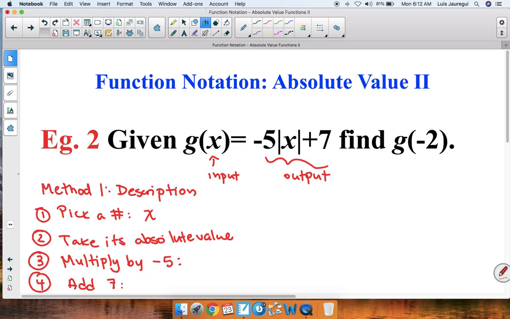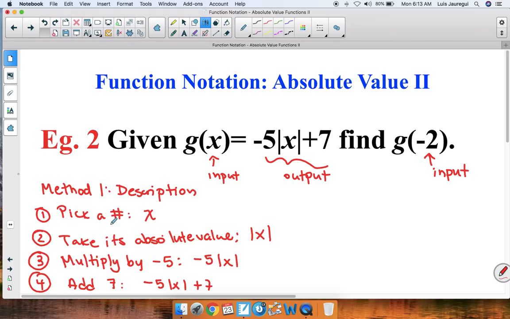Now let's double check that this sequence of steps actually generates the function g of x. So we said pick a number, we call that x, good. Now take its absolute value. So we have the absolute value of x. Multiply that by -5. So we have -5 times the absolute value of x, and then add 7. So we have -5 times the absolute value of x plus 7. And notice that that gives you the right-hand side, or the output, for this particular function. Now, since we're interested in g of -2, we know that that -2 is now our input.